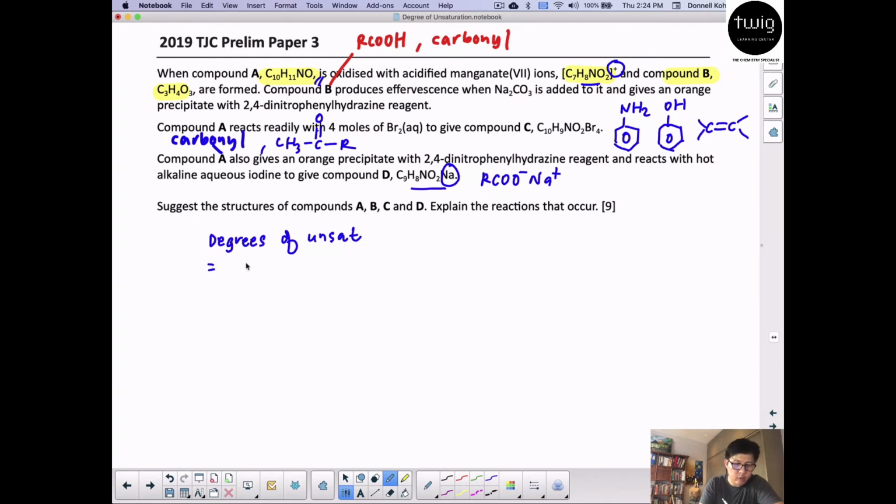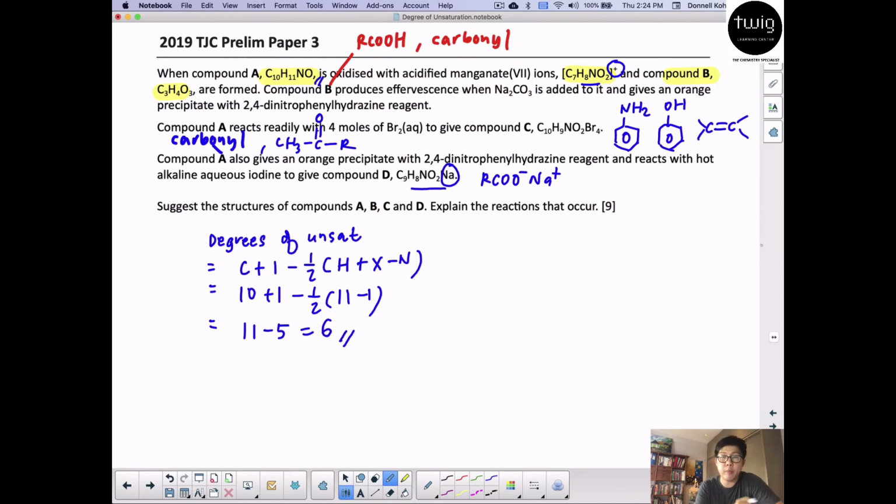So let's look at the formula. C plus 1 minus half H plus halogen minus N. So the number of carbon is 10. 10 plus 1 minus half of 11 hydrogen and 1 nitrogen. There's no halogen, but there's 1 nitrogen. So this gives you a value of 11 minus 5, that's 6. Getting a value of 6, I'm thinking that it should probably be a benzene ring and 2 double bonds. So benzene is really 4, then probably another 2 double bonds. So this gives you a rough idea what A should be.